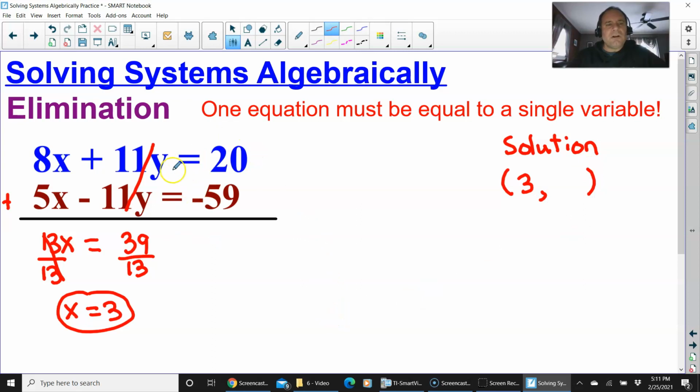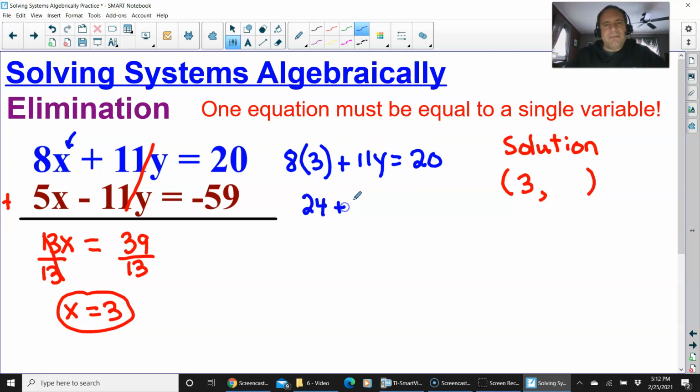So now my job is to actually just pick one equation that I think is easier to work with to solve for y. I think that equation is the top one, the first one. And I'm going to substitute in for x, this x right here. I'm going to substitute this 3. And I'm going to rewrite the whole equation. I'm going to have 8 times 3, which is 24, plus 11y equals 20.